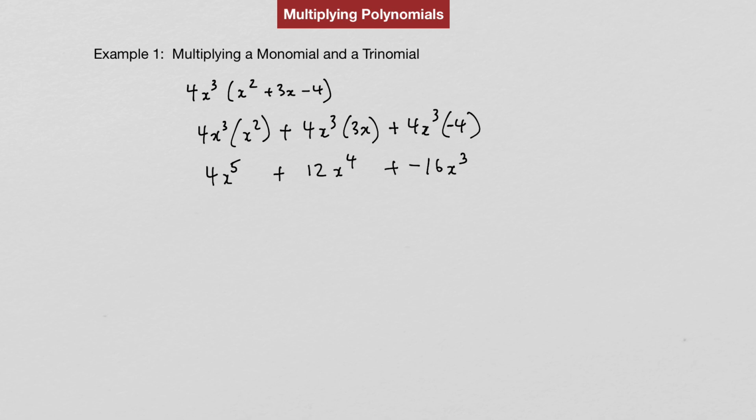So if we were to just write this out completely, it would be 4x to the 5th plus 12x to the 4th minus 16x cubed. And that would be our answer. Now let's look at another example.